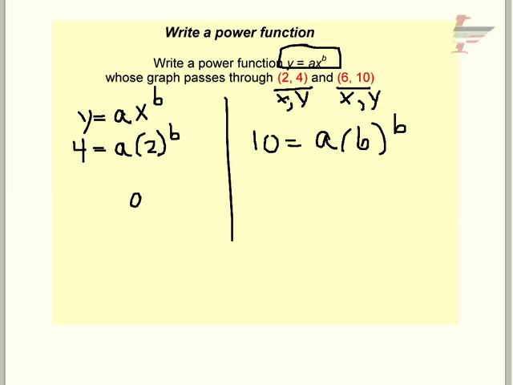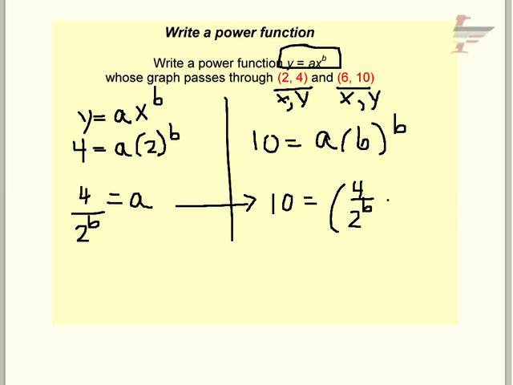So if I solve this one for a, I'm going to divide 2 to the b over to the other side, and then I'm going to substitute that into this equation's a. So 10 equals, I'm going to replace that a with 4 divided by 2 to the b, and that's times 6 to the b, and again I'm going to put that over 1. Be careful with your b's and your 6's, they kind of all look the same, so as I look at that it's kind of confusing, so just be careful.